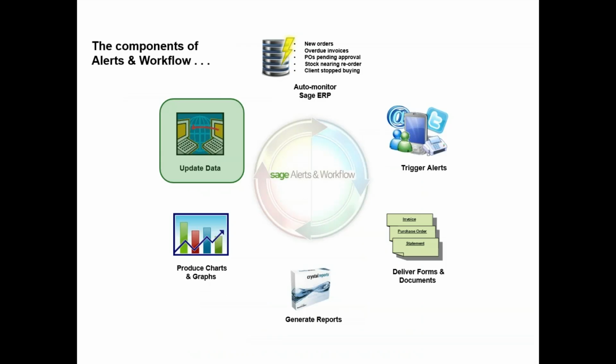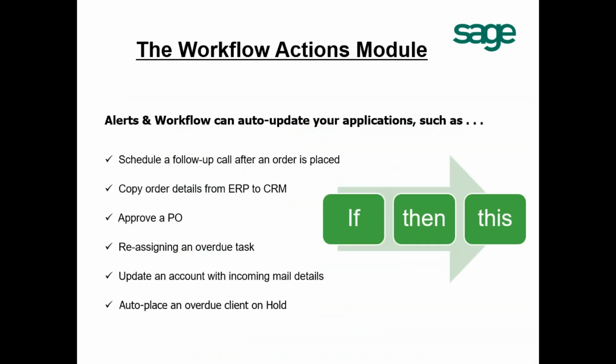The final component of alerts and workflow is truly the workflow component. And when we say workflow, we specifically mean the ability for Sage Alerts and Workflow to go back into Sage 100 and actually add or update data. You might say, if and when a client becomes more than 90 days past due, I want alerts and workflow to put that client on credit hold within Sage 100. Or you might say, when an item gets to within 10% of its reorder level, I want alerts and workflow to automatically create a purchase order in Sage 100 for that item.